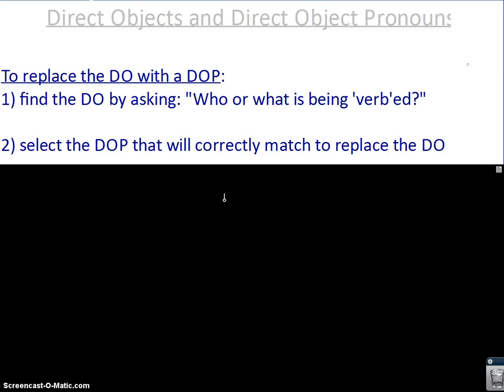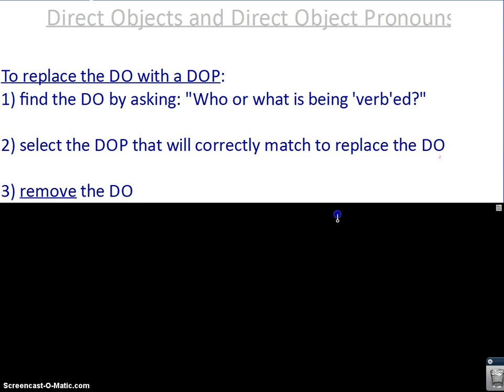Select the direct object pronoun that will correctly match to replace the direct object. So if I said the teacher helps us, which pronoun will match and replace the direct object? Nos. If I said can the teacher help it, referring to the dog, I would use lo.